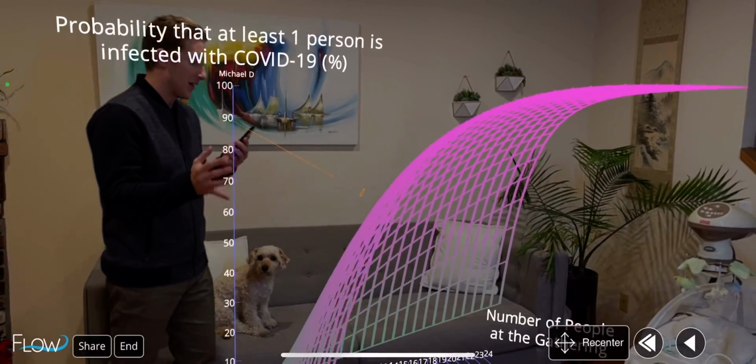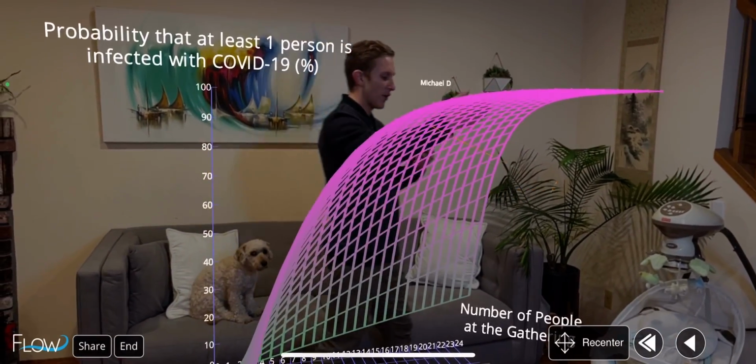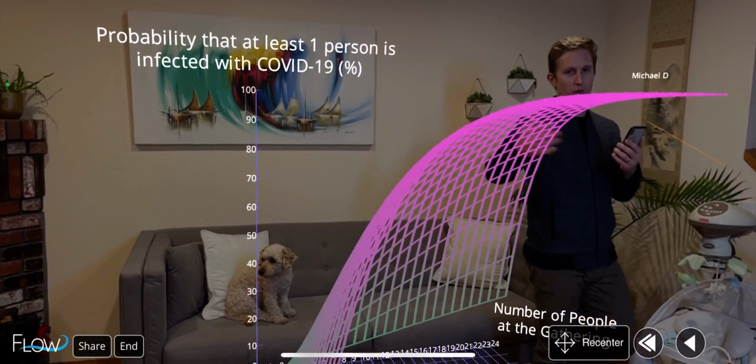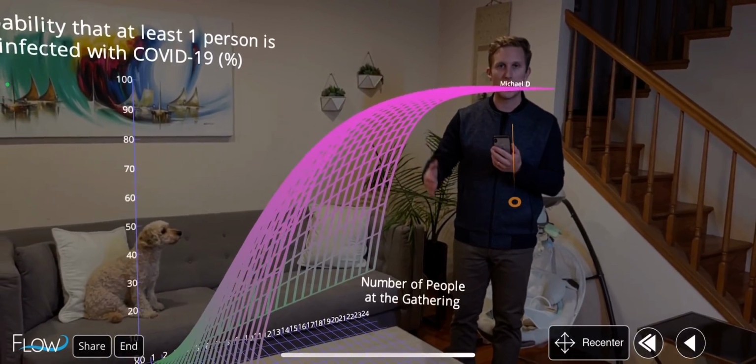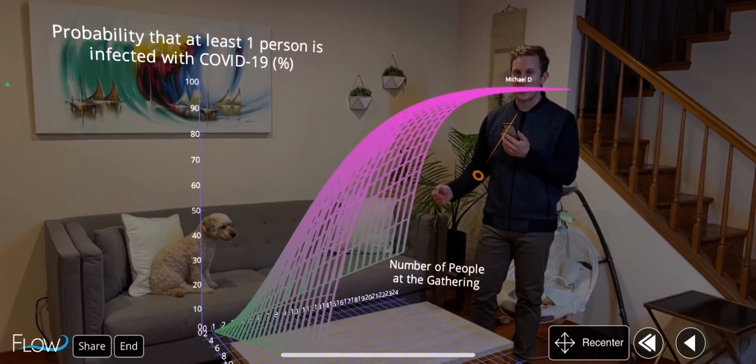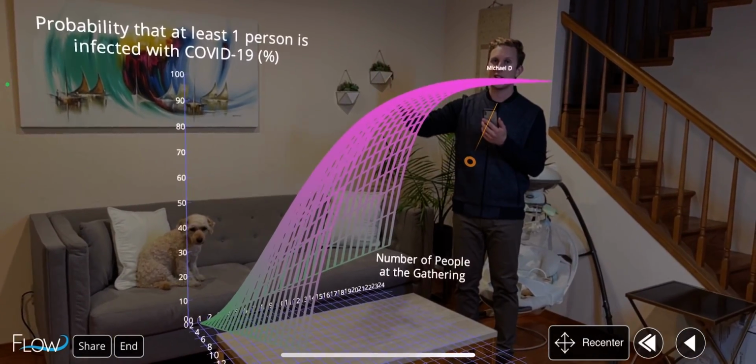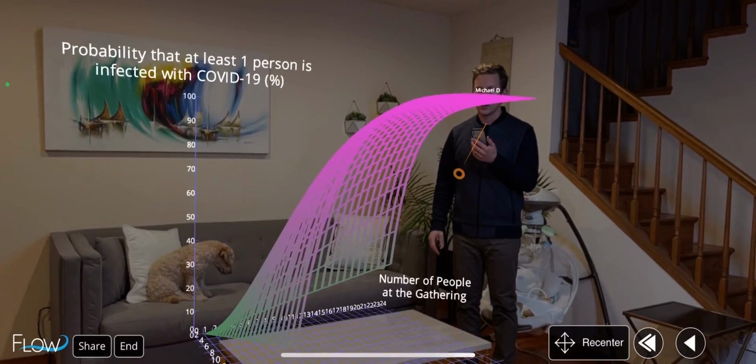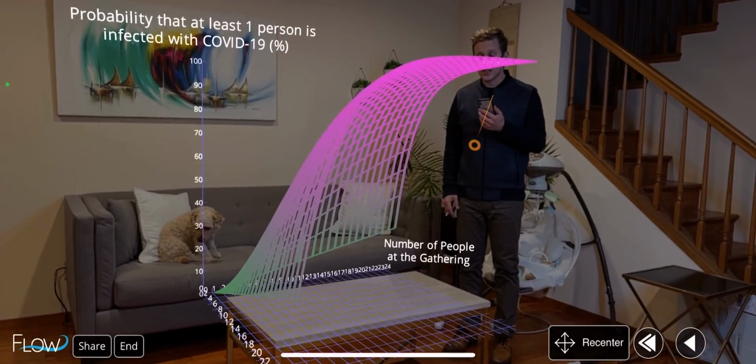But I think it becomes very apparent how easy it is to overgeneralize, like, oh, it's just a few more people, but each incremental person does add to that probability. And so it's something to take into account.